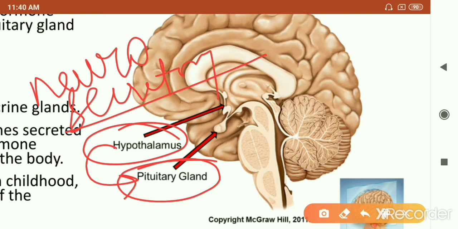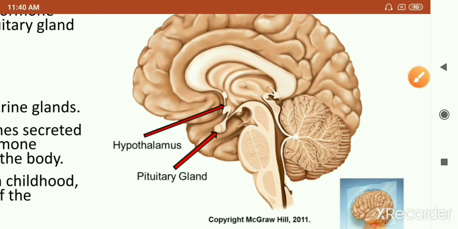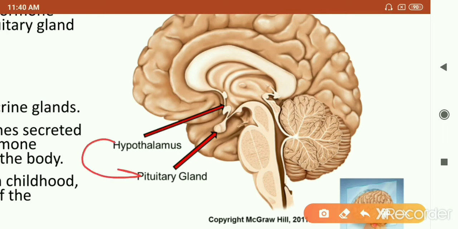For example, the hypothalamus releases a hormone called TSH releasing hormone. When it is secreted by the hypothalamus, this hormone will move to the pituitary gland via blood and stimulate the pituitary gland to release TSH, which stands for thyroid stimulating hormone. This thyroid stimulating hormone will then be taken by blood to your thyroid gland, and there it stimulates the thyroid gland to release thyroxine.